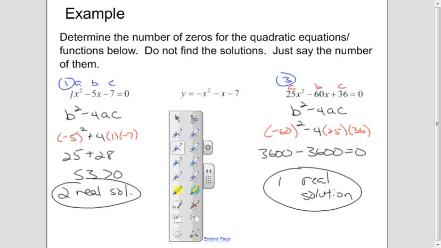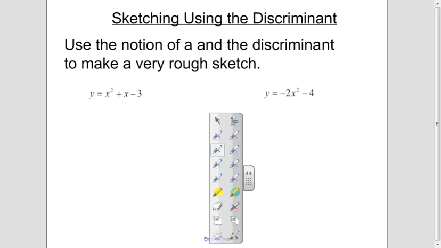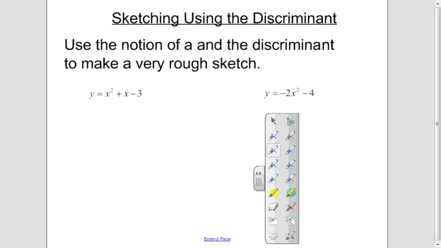We're going to apply this a little bit more. Not all teachers ask to do this. Just starting to be thoughtful of a couple of different ideas that you put together. It says use the notion of A, which is the A value of A, B, and C. A is the coefficient of the quadratic term. So use the notion of A and the discriminant to make a very rough sketch. Okay, and I'll make the very rough sketch of these graphs, and you'll see what I mean by very rough.